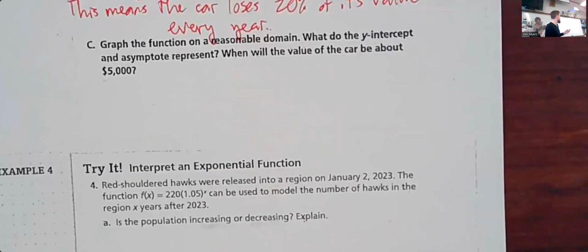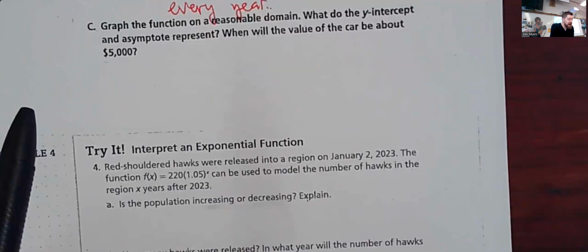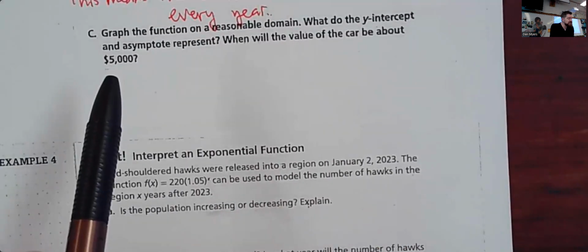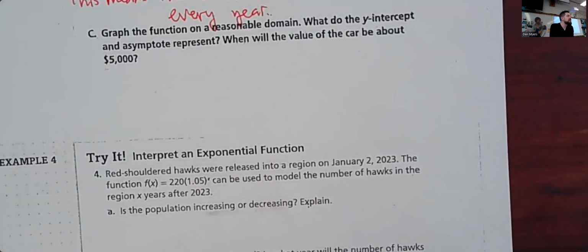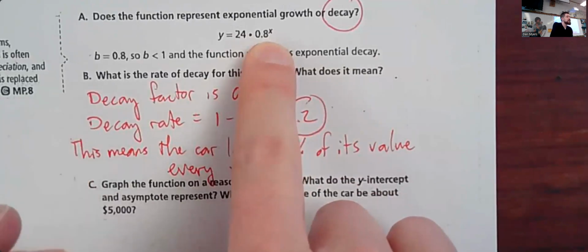All right. Again, I'm not too interested in writing this down right now, but we can talk about it. What's our asymptote going to be? I don't see a plus or a minus after this function. So what's the asymptote? 0. Okay. What does that represent?